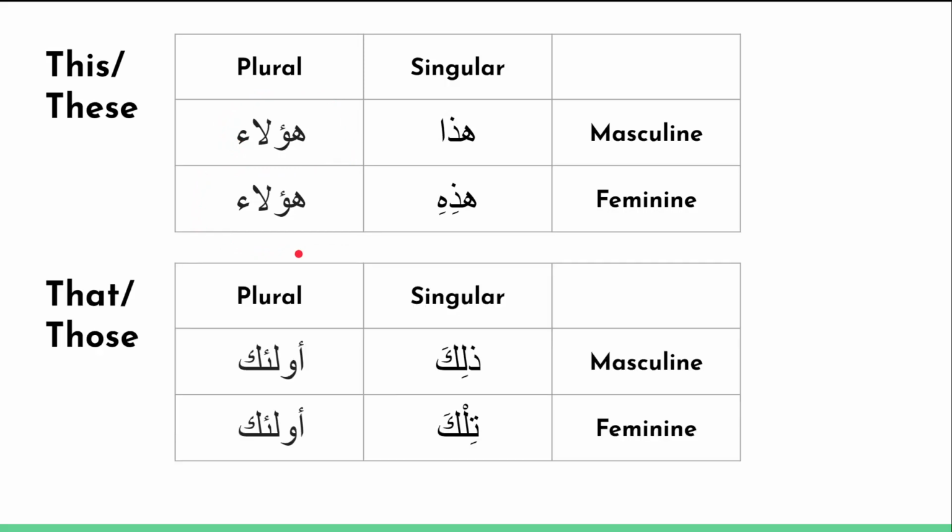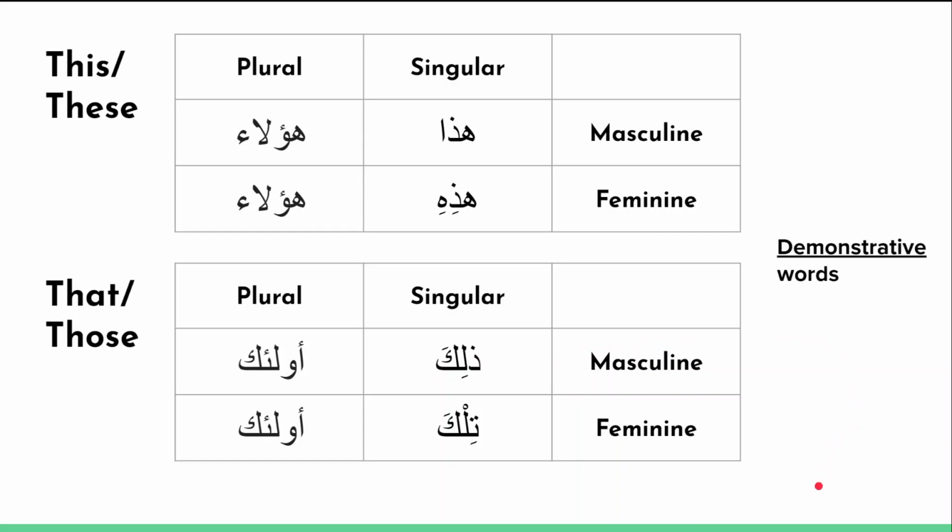If the word is far away, again in English we have either that or those. In Arabic, I use dhalika if it's a masculine word. So that is a book, dhalika kitabun. That is a table, tilka tawilatun. So the feminine word is tilka. And again, for the plural, I use the same word for masculine or feminine. I say ulaika. Okay, that means those.